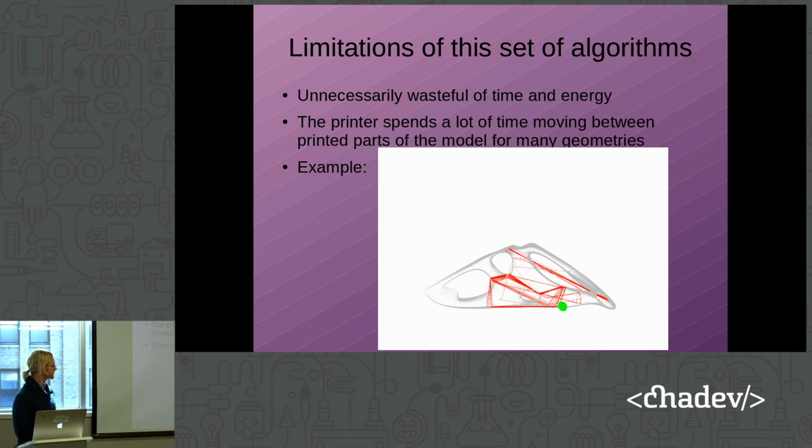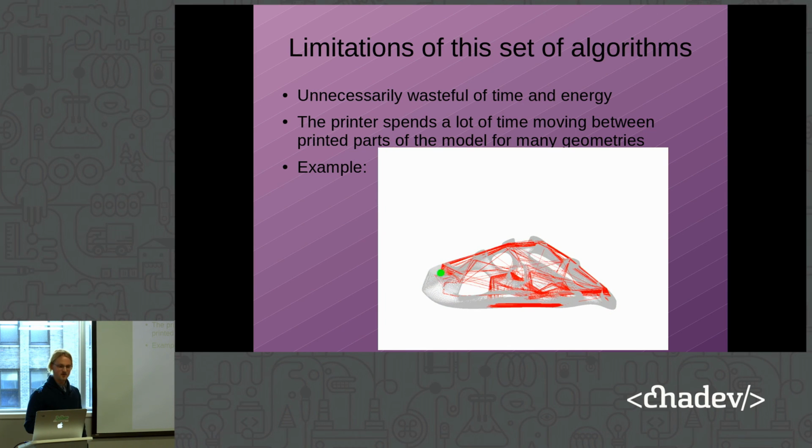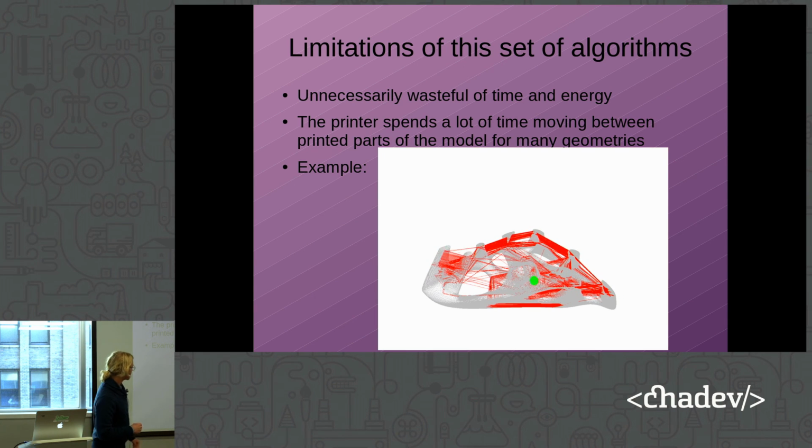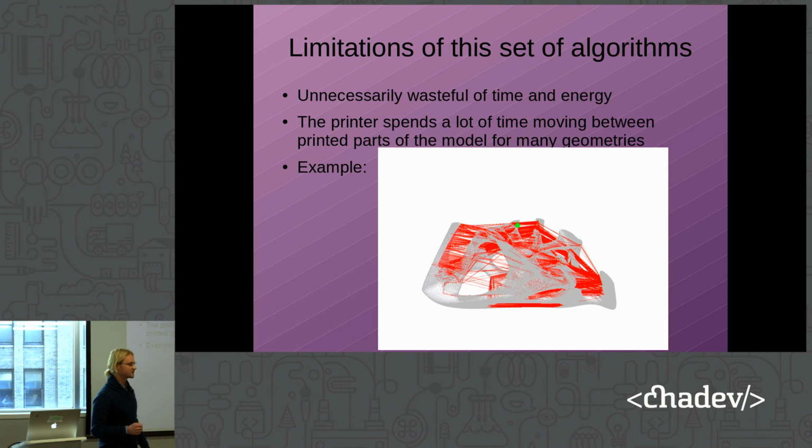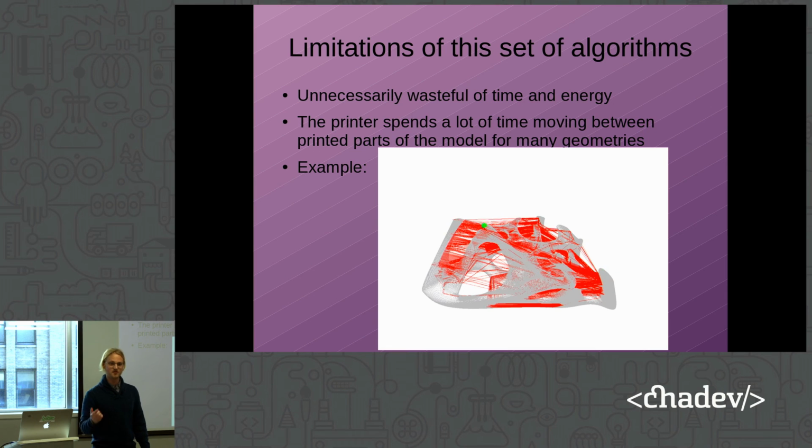So this set of algorithms is really useful, but it also has some pretty important limitations. And the main one that we're trying to combat in our work is that it produces a lot of really unnecessary wasted motion. If you look at this model, it has a bunch of these interesting complex features, but the printer moves between each one of them at every layer. That results in a huge amount of unnecessary motion where the printer is moving between printouts. So our goal is to try and reduce that amount.